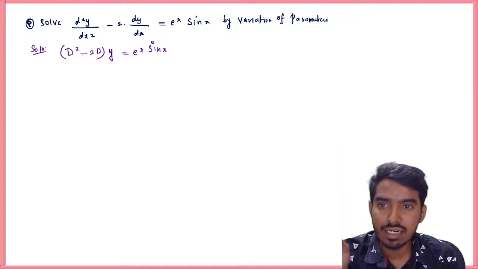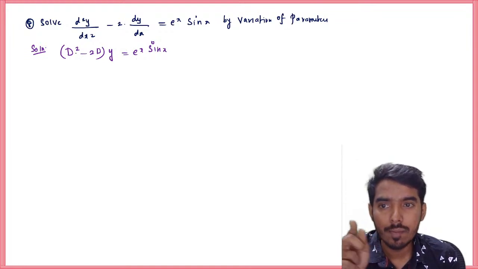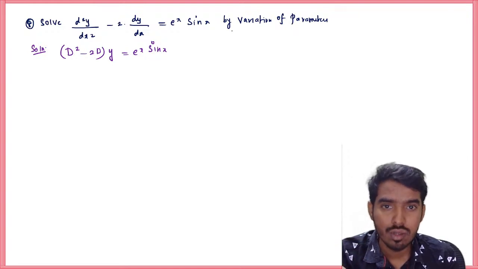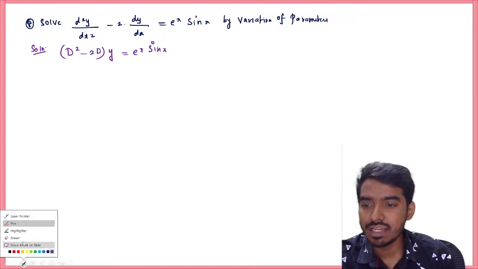So replace d by d plus 1. So this e power x work is completed now. Take that to the front side. So you will have 1 by d square minus 2d sin x. You can do it easily by type 4. But I'm going to solve this by variation of parameters. Right? I'm going to solve by variation of parameters.